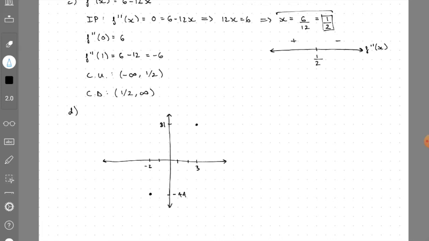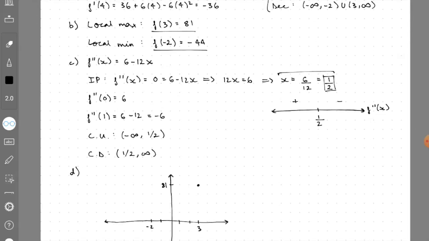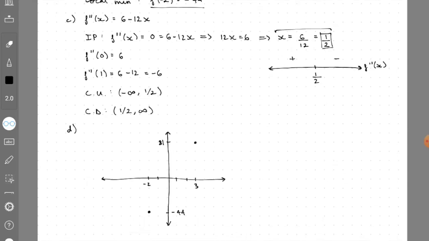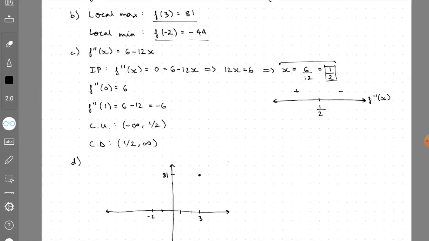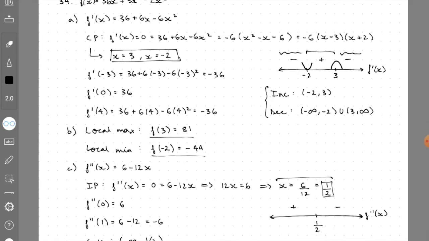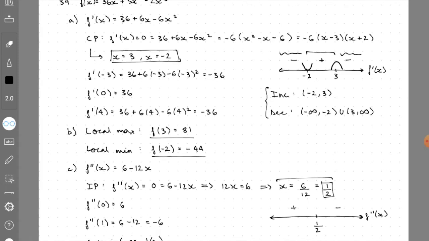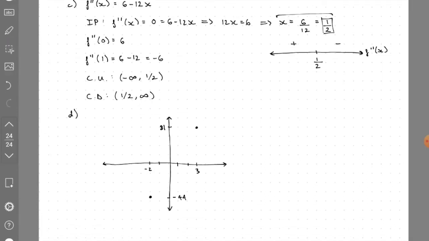Okay. We also know that the inflection point is going to be 1/2. So it's going to be somewhere in the middle. I'm not going to draw that one yet. Well, we kind of have to see where this graph crosses the x-axis, right? That's what we want to know. It's going to be easier to draw this if we know where it crosses. So let's calculate that.